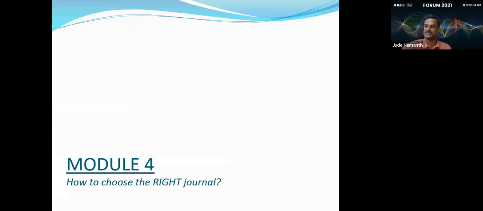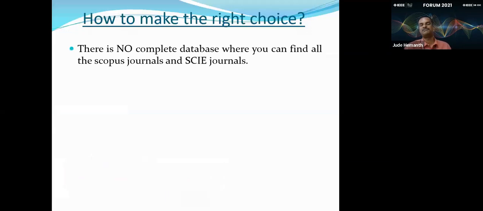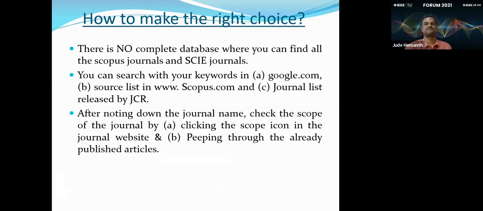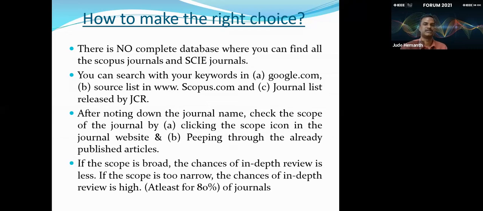So how to choose the right journal, right? There is no complete database where you can find all the Scopus journals in one site. Some are listed in Scopus, and there is a JCR list. I have my JCR list. Some people may have your JCR list because it is expensive to have a subscription. If not, you can collect from them and make use of them. After noting down the journal name, check the scope of the journal, right? Just by clicking the scope icon in the journal, you can find it. One more step, try to go and check the latest issues. And if there are papers published similar to your article, then you can confidently go to the journal.